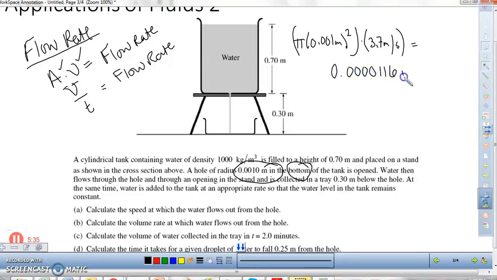1.16 times 10 to the negative fourth, and this is in meters cubed over seconds. So you could write this as 1.16 times 10 to the negative fourth meters cubed over seconds. So we can do it like that there, and that's the flow rate for that part.